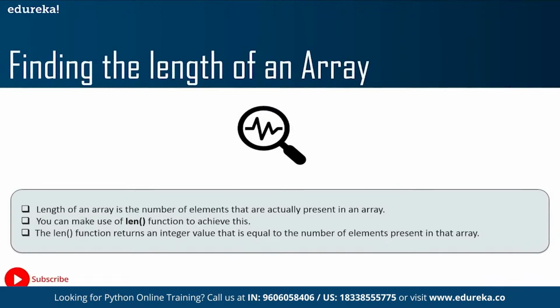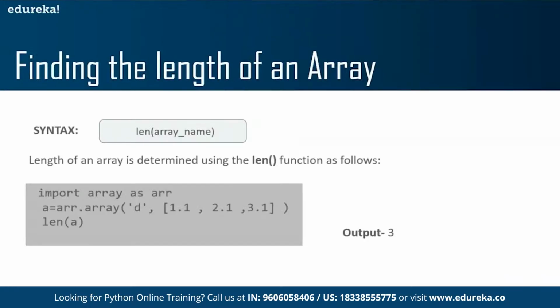Now this function returns an integer value which is equal to the number of elements that are actually present in your array. The len function takes one parameter which is the name of your array. As you can see in the example over here, I've created some random array A and I've given some random values. As you can see, I have 3 values over here. And when I use the len function and I specify the name of my array, the output is 3, which is equal to the number of elements that are present in my array.